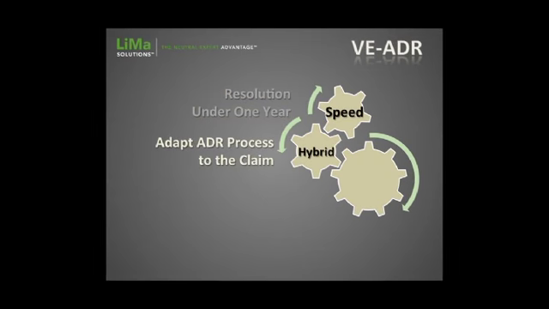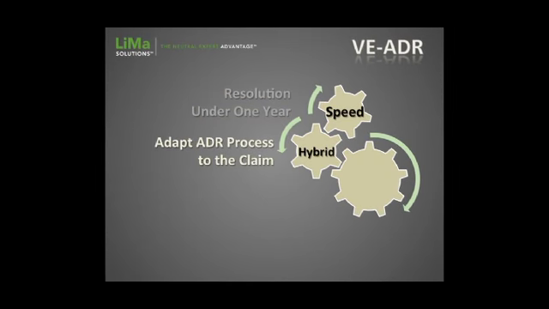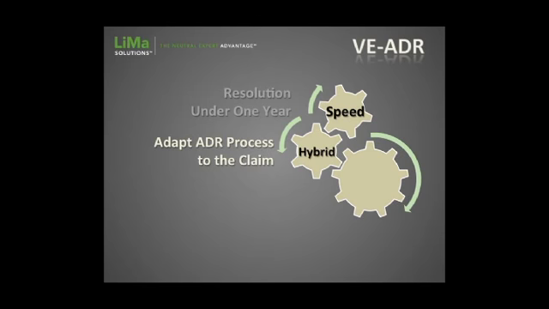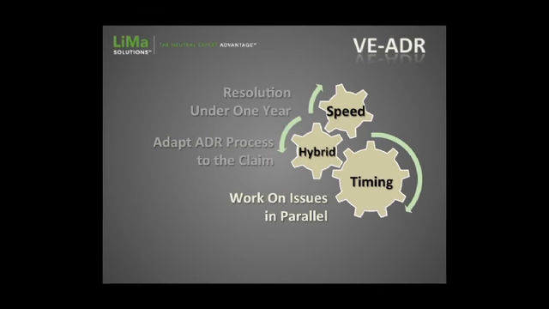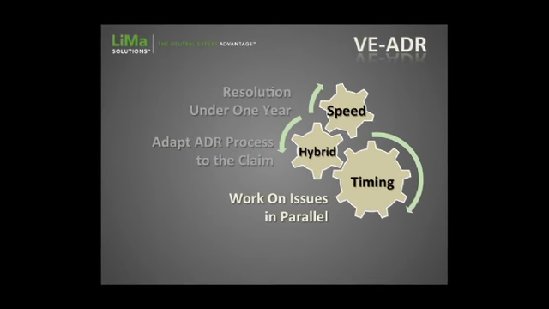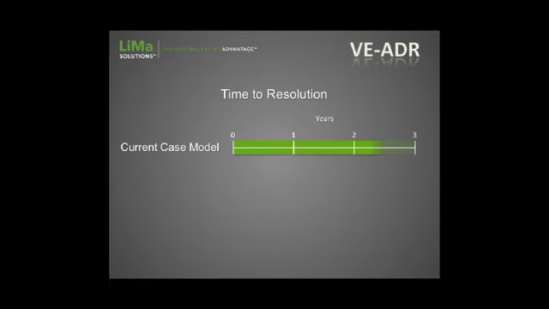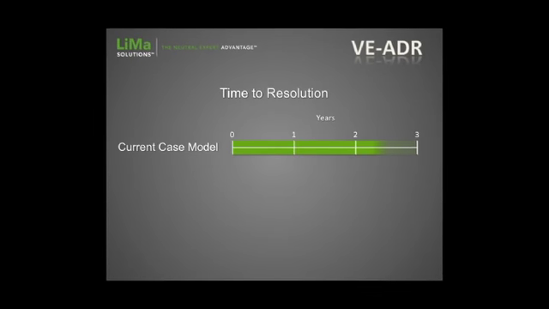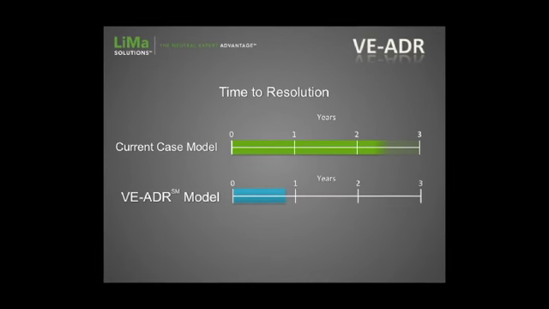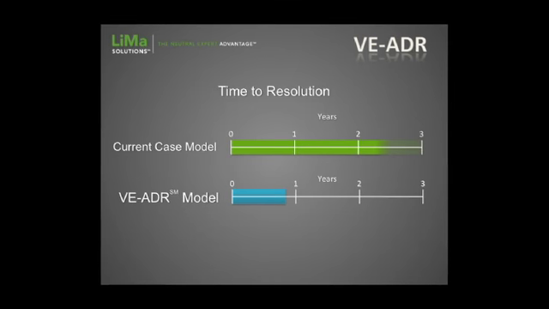We adapt the ADR process to the needs of the claim and the stakeholders, and then we work on issues in parallel. So instead of taking 2.5 to 3 years on average, and that's a very rough average, the VEADR process, as we defined it, usually takes less than a year, unless there are parties who are recalcitrant or other issues.